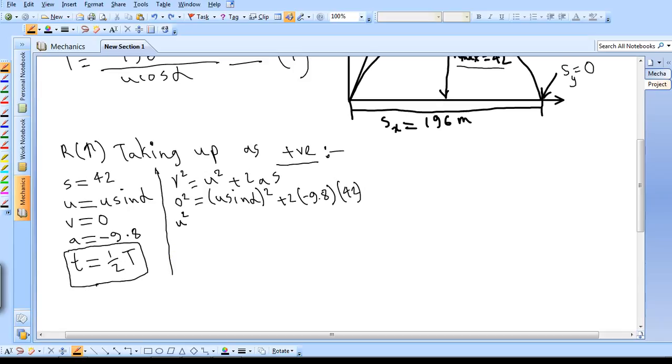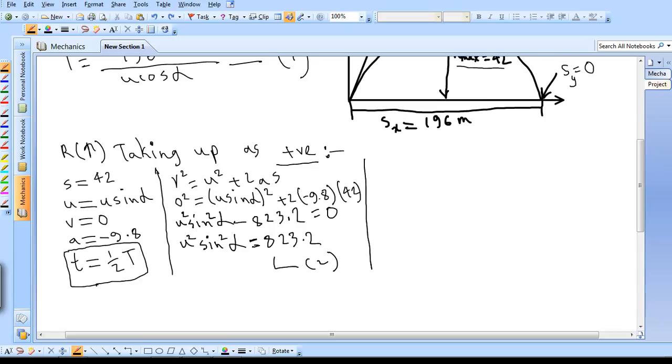By simplifying we will get u squared sine squared alpha minus 823.2 equals 0. Let us make this the subject, and we will get u squared sine squared alpha equals 823.2. Let us name this as equation 2. So we have obtained the second equation.